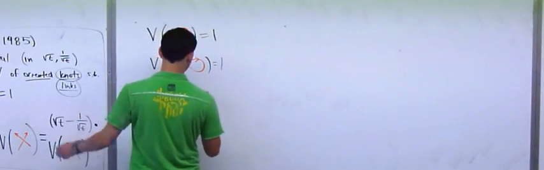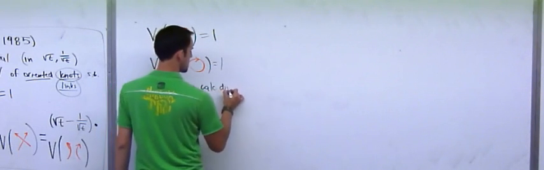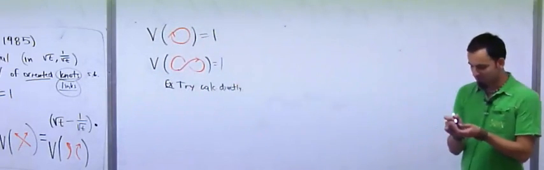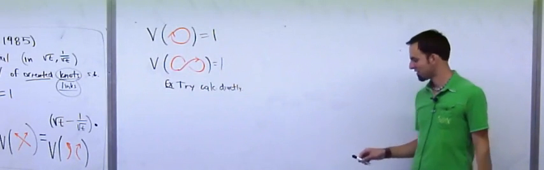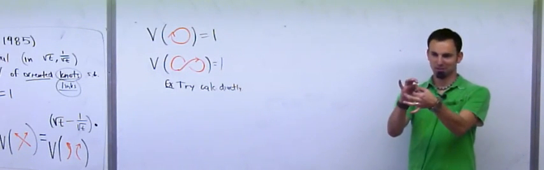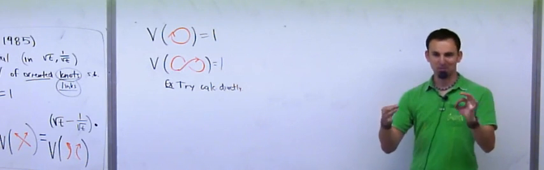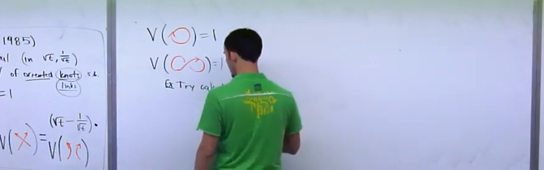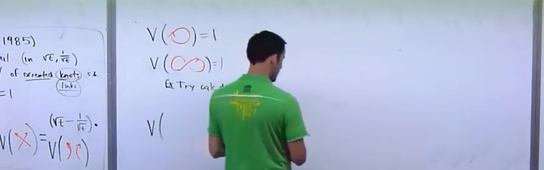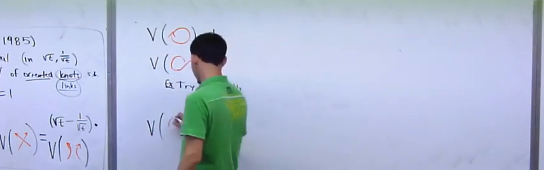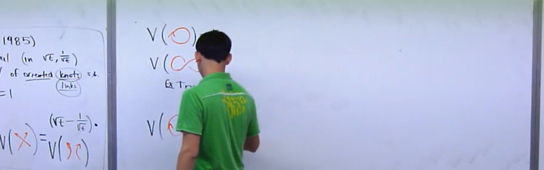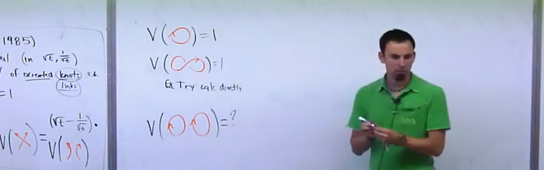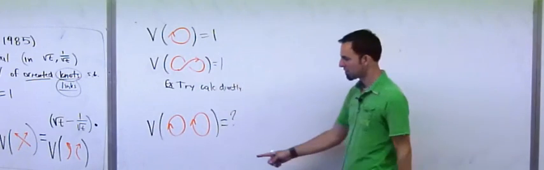Well, try. So, exercise: try calculating this using this. Calculating directly. So what is the unlinked? What's the next simplest link? Two linked circles? Or two unlinked circles. I think it's simpler to have them unlinked. So let's do that one. V of two unlinked circles. How are you going to compute this guy? You have to use this equation somehow.